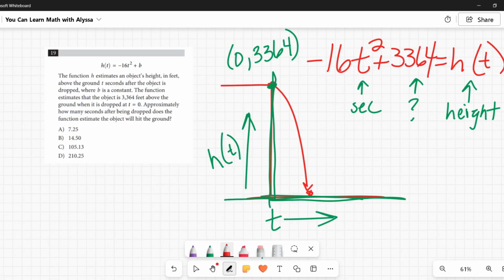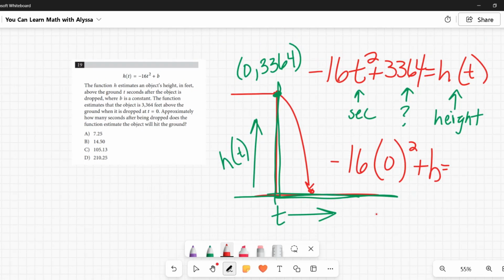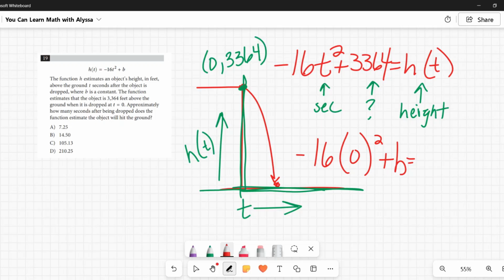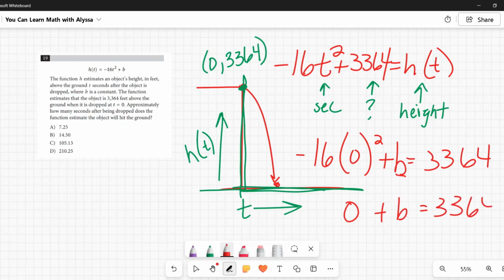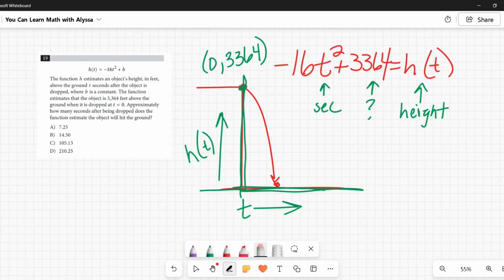And if you didn't know that fact about how functions move based on these numbers, you could have put in a 0 for t, plus b, and you know it equals the height, h of t, which is 3,364. And then you just solve that. This is going to 0 out. It's going to be 0 plus b equals 3,364. So b is 3,364. Either way, it gets you to the fact that b is 3,364.